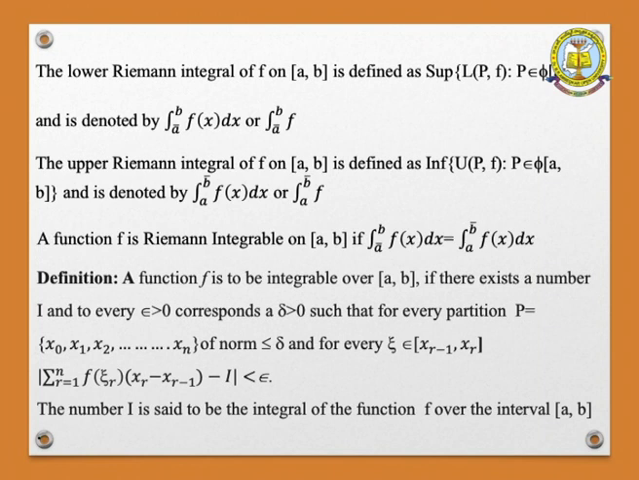The upper Riemann integral of f on [a, b] is defined as the infimum of U(P, f). We say f is Riemann integrable on [a, b] if and only if the lower integral from a to b of f of x dx is equal to the upper integral from a to b of f of x dx, and their common value is the integral from a to b of f of x dx.